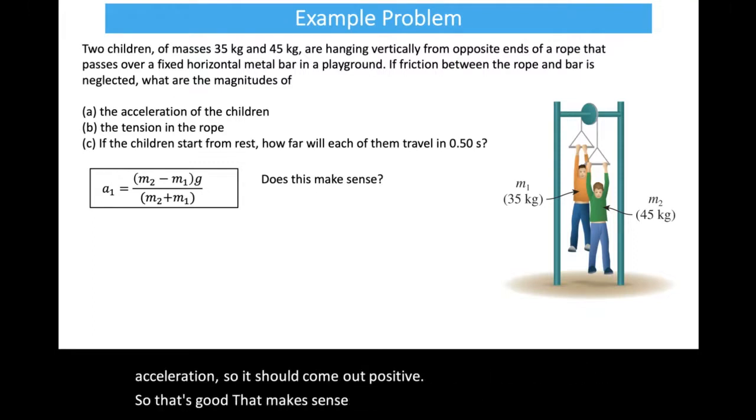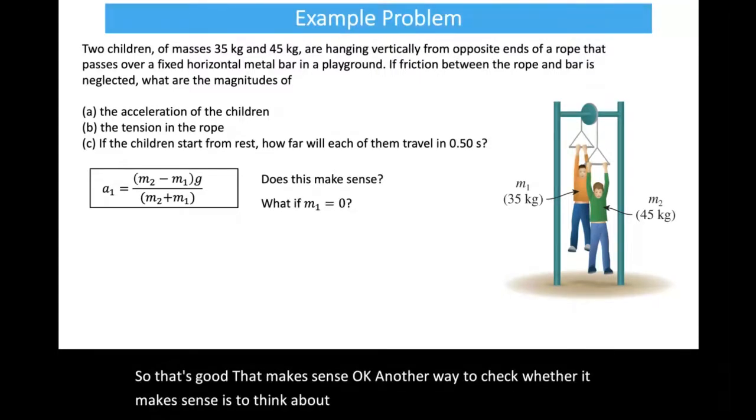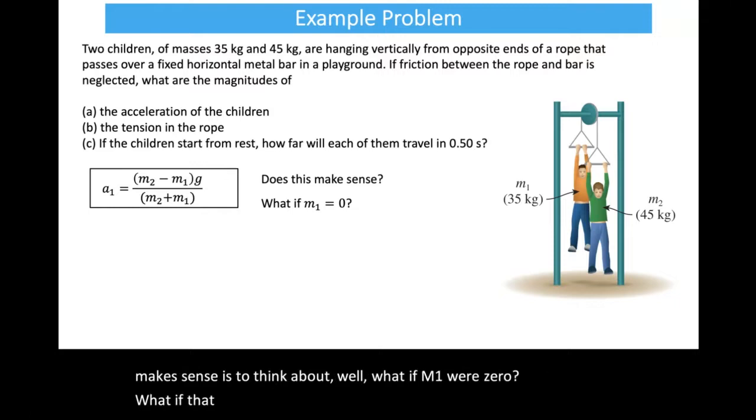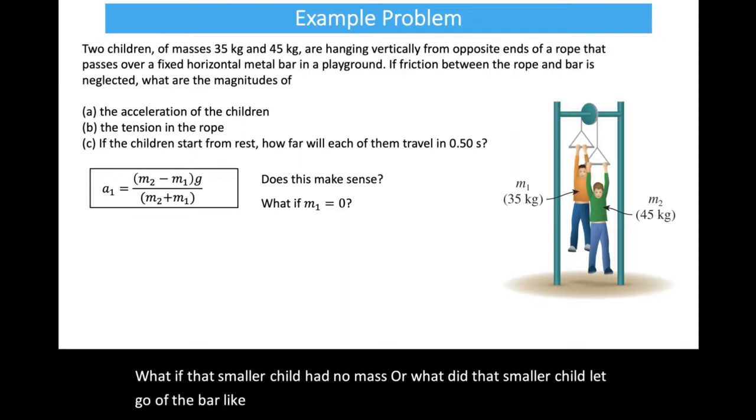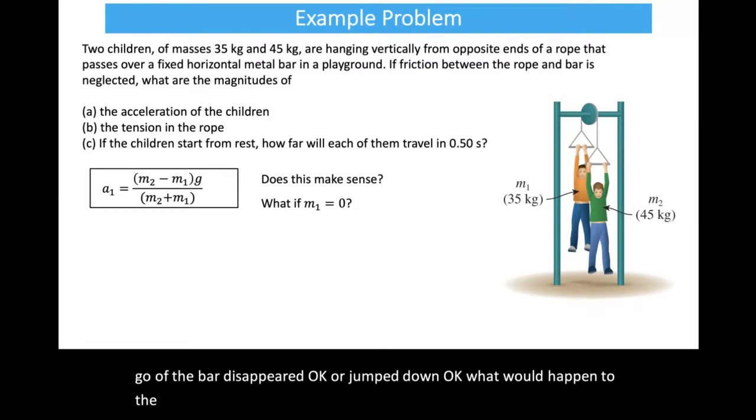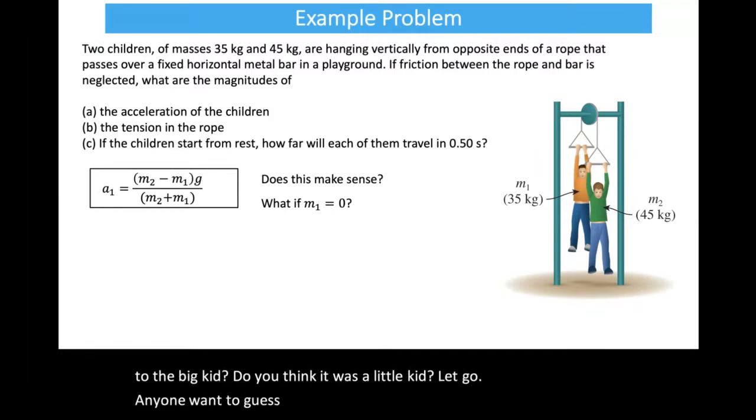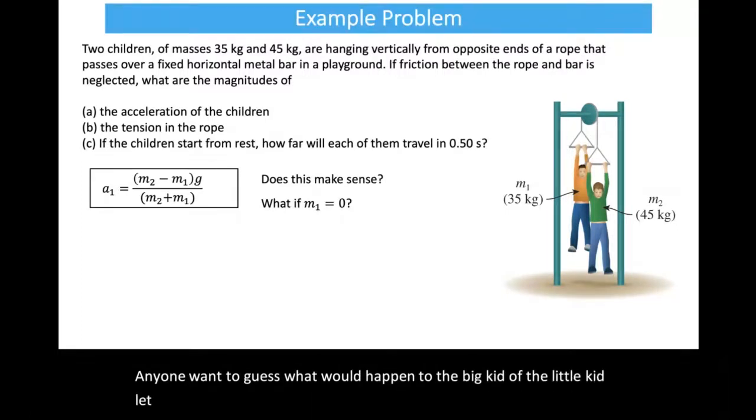Another way to check whether it makes sense is to think about, well, what if m1 were 0? What if that smaller child had no mass, or what if that smaller child let go of the bar, like disappeared, or jumped down? What would happen to the big kid, do you think, if the little kid let go? Anyone want to guess what would happen to the big kid if the little kid let go?